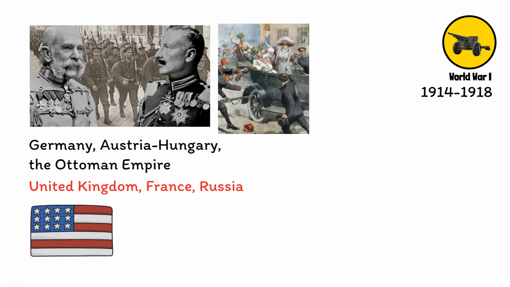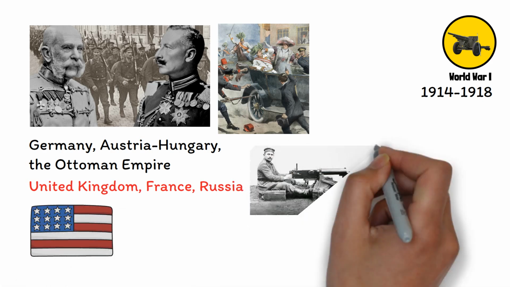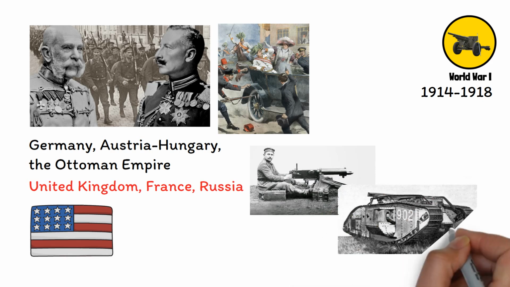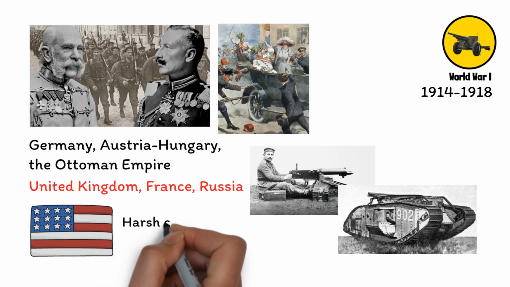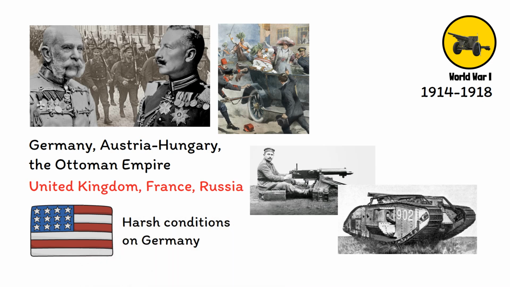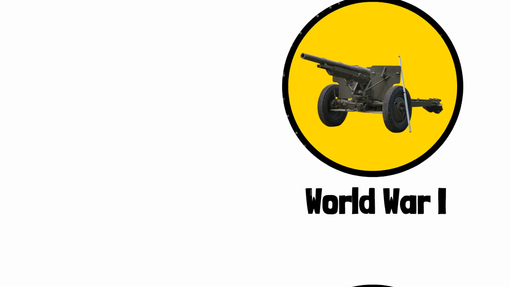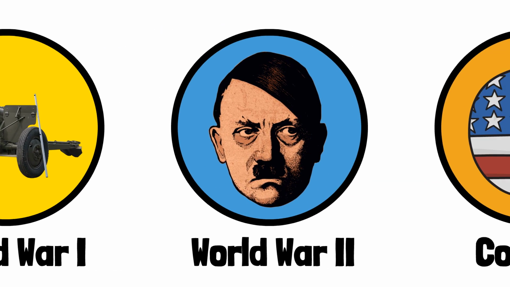The war saw the use of new technologies such as machine guns, tanks, and chemical weapons, resulting in high casualties. It ended with the signing of the Treaty of Versailles, which imposed harsh conditions on Germany and redrew the map of Europe.